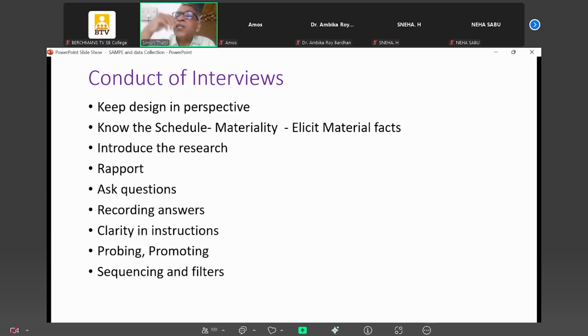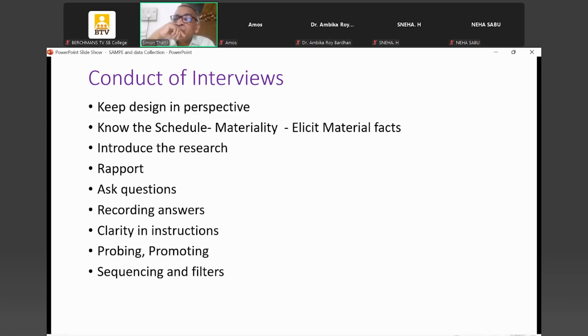So keeping the design perspective: if you want to establish a cause-effect relationship, then you'll have to find out the association between variables. In that case, you have to characterize one as independent and the other as dependent, and then your design should be experimental. Your questions should move on that experimental format. So keeping the design in perspective is very important.